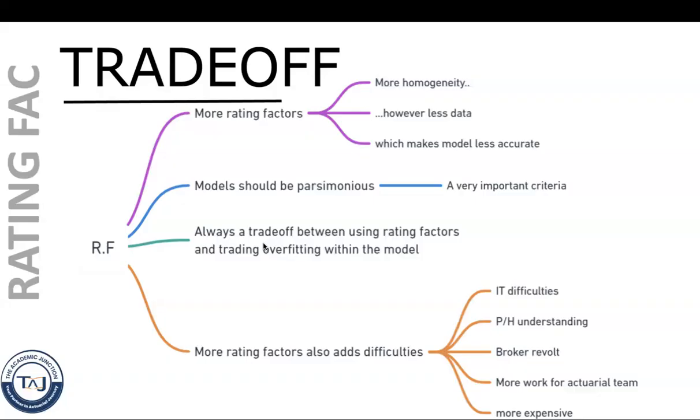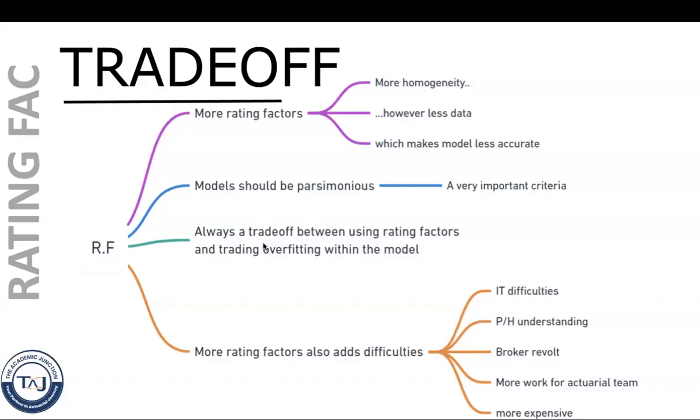final modeling equation. More rating factors also adds more difficulties over and above this trade-off, right? Which is there are IT level difficulties. If you guys have spent any time with any insurance company IT team, you will know that this is perhaps a bigger difficulty for you to handle than the trade-off. The trade-off is something that you can explain to your appointed actuary. But IT level difficulties of implementing, let's say you have a new rating factor, you want to implement it within your IT team, that's another fight that you have to go into, right? So those difficulties are there.